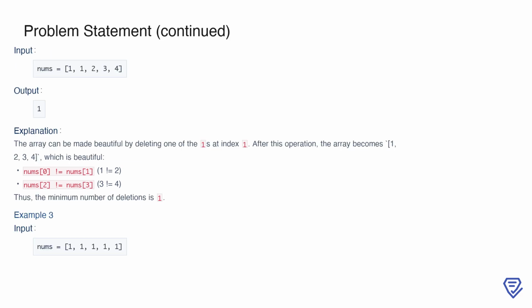Now, consider a different example where the input array is 1, 1, 2, 3, 4. Here, the array is not beautiful because the pair at indices 0 and 1 violates the condition, as nums[0] is equal to nums[1]. To fix this, we can delete one of the 1's at index 1. After this deletion, the array becomes 1, 2, 3, 4, which now satisfies the condition: nums[0] does not equal nums[1], and nums[2] does not equal nums[3]. Therefore, the minimum number of deletions required is 1.